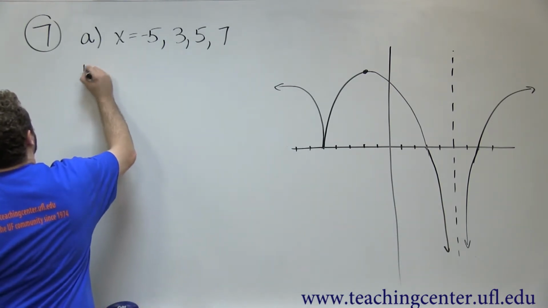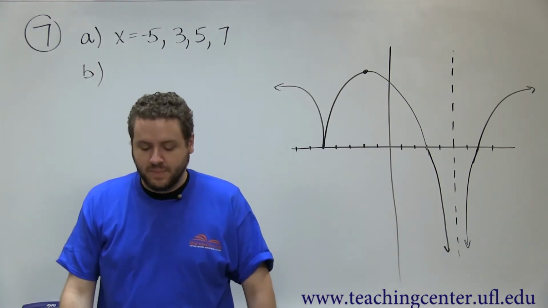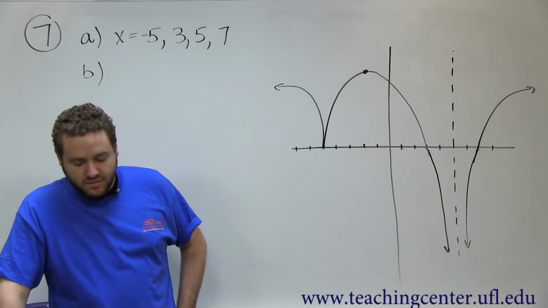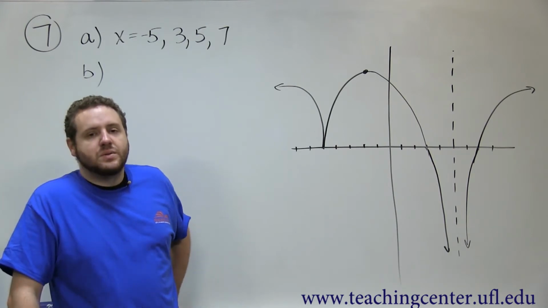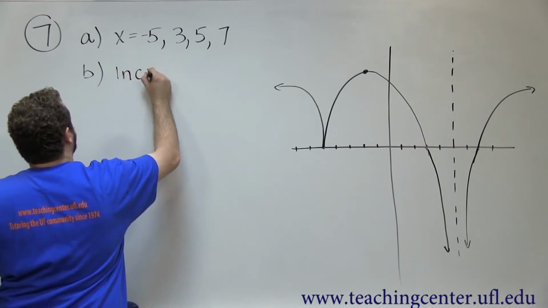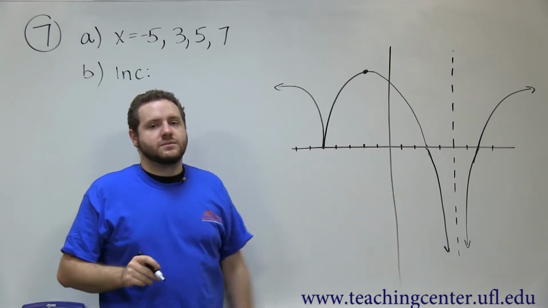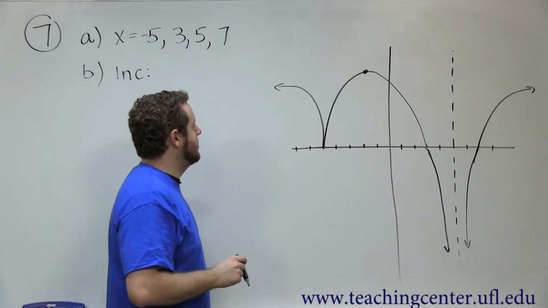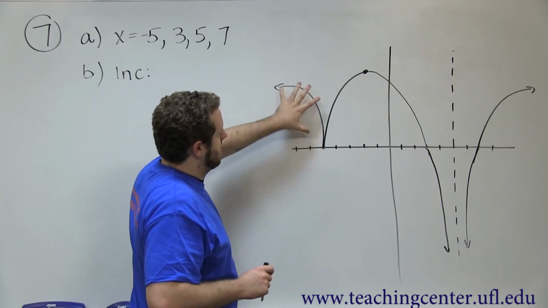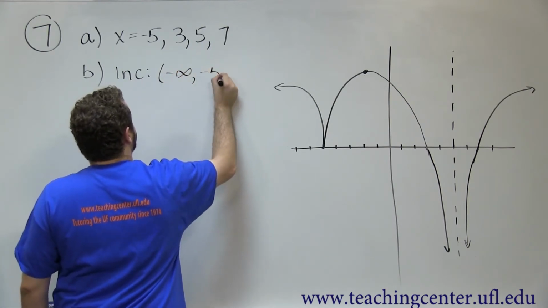Part B asks, on what intervals is f increasing or decreasing? Remember that the function is increasing when its derivative is positive, and the function is decreasing when the derivative is negative. So let's do increasing first. Our function would be increasing wherever this graph is positive. So it's positive from negative infinity all the way up to -5, where it touches 0 for a moment, but it's positive up until that point.